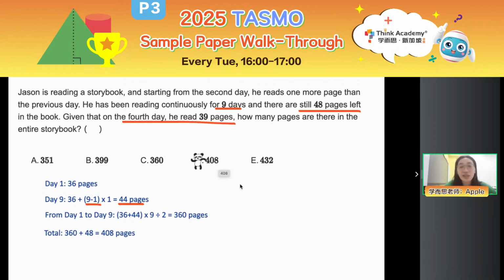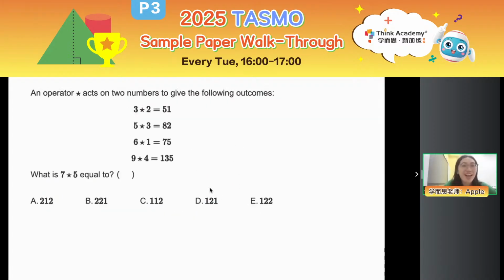Okay, the last question. Ready? The last question. Good, today we can finish on time. An operator star acts on 2 numbers to give the following outcomes. So 3 star 2, you will get 51. 5 star 3, that is 82. 6 star 1, that is 75. 9 star 4, you can get 135. So what is 7 star 5 equal to?